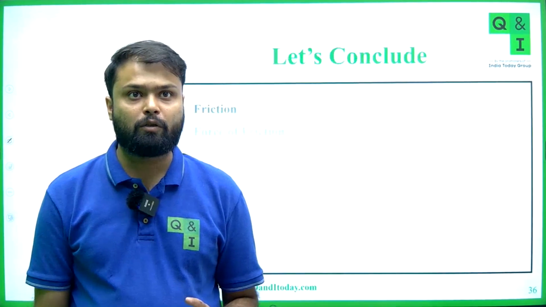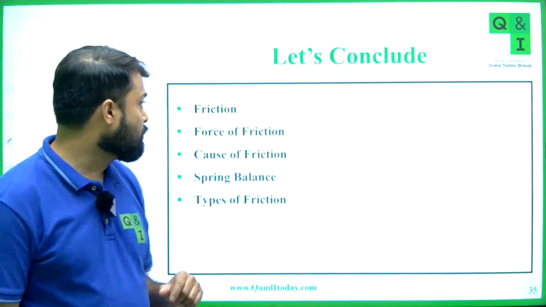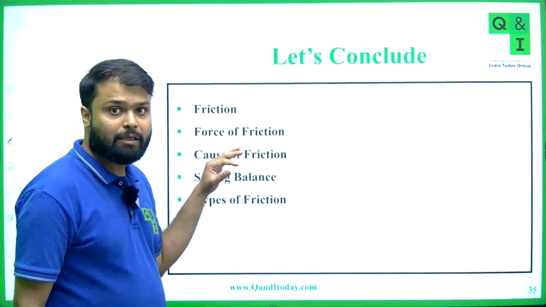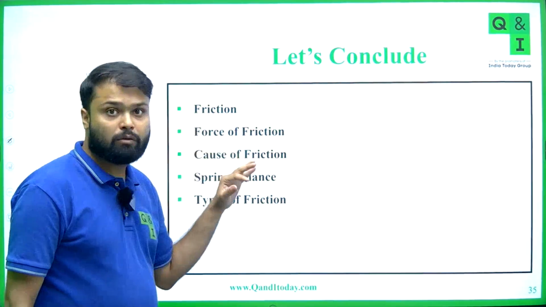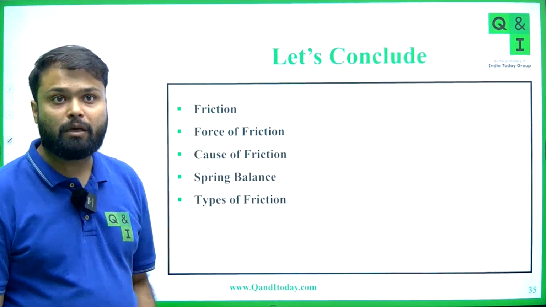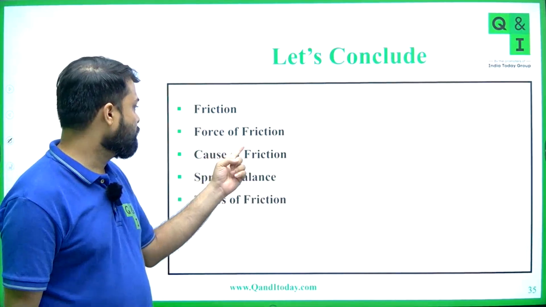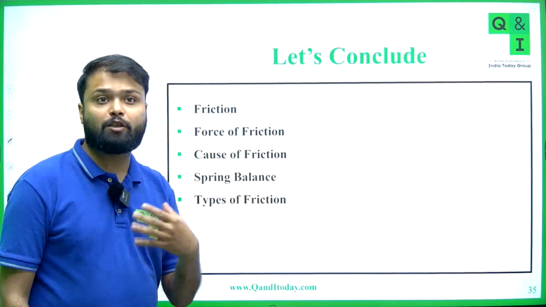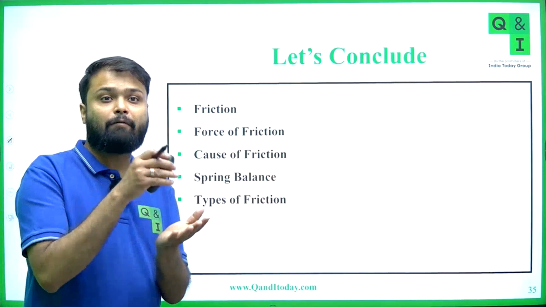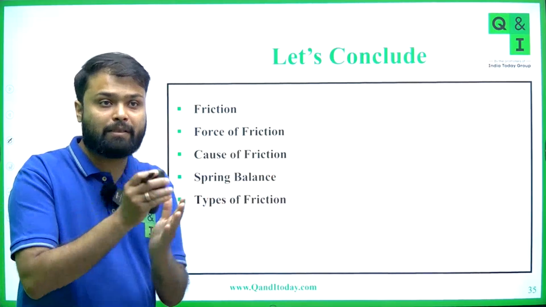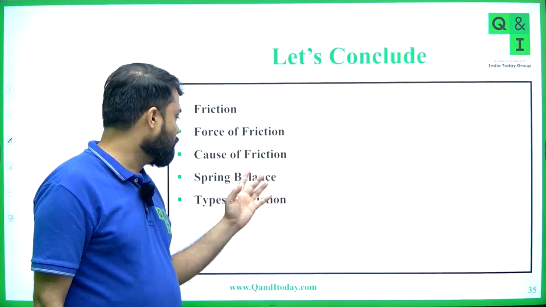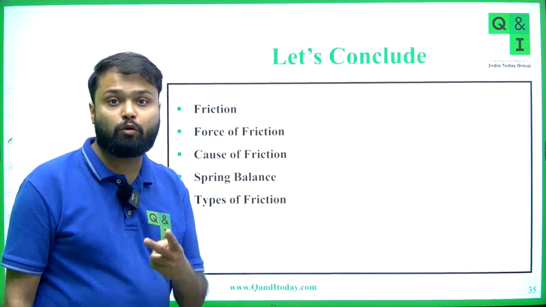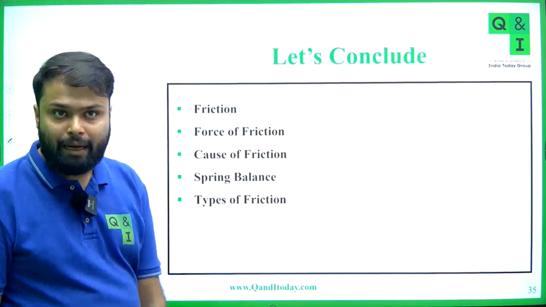So I hope you enjoyed today's session and have learned something new. First, we conclude today's lecture: what is friction? We know that friction is the force which opposes motion, and the causes of friction are the nature of the surface and the amount of force with which the bodies are pressing each other. Then we learned what a spring balance is, and that the types of friction are two, static and kinetic.